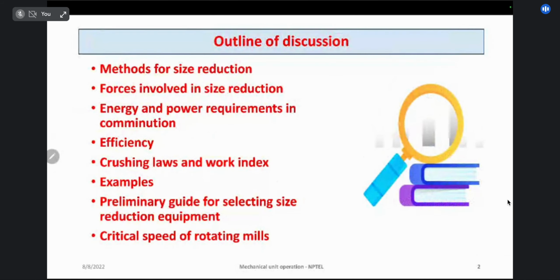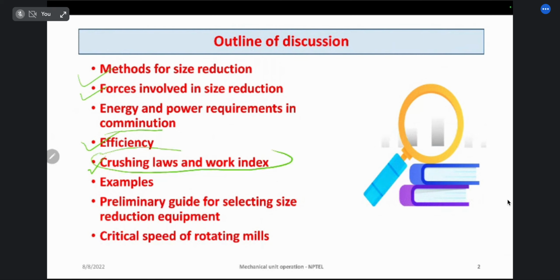So this is the outline of today's talk. We will start with what the methods for size reduction are, then the most important thing, which kinds of forces are involved in size reduction. On the basis of that, we will do some energy and power requirement calculations. Comminution is the scientific word we use for size reduction. Then how to calculate the efficiency, what the laws are, and the work index. These are the important things.